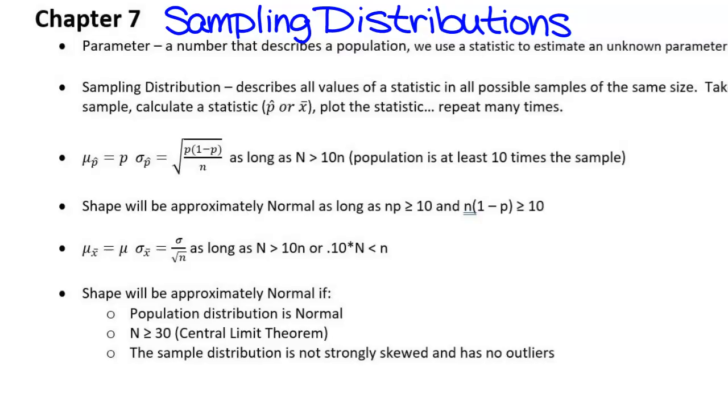Sampling distributions describe all values of a statistic in all possible samples of the same size. So a sampling distribution would say, if I have a population of 10 and I want samples of size 3, the sampling distribution would be every possible grouping of 3 that you could make in that population of 10, and then the statistics that you would calculate from all of those different samples.